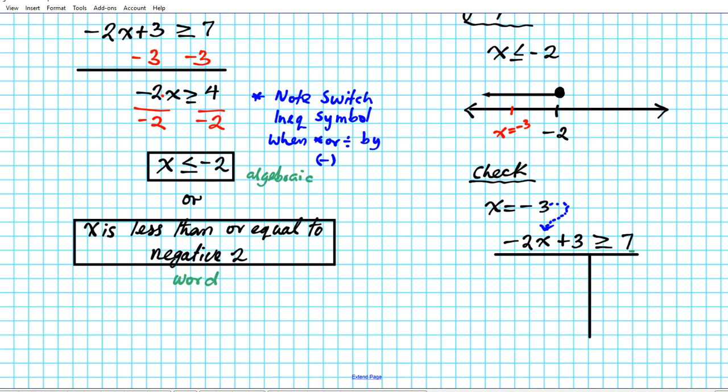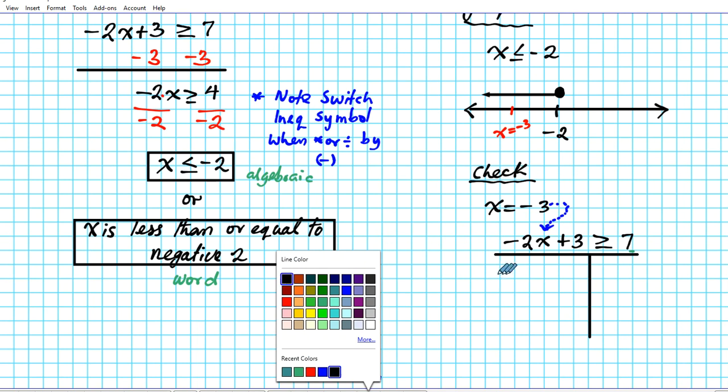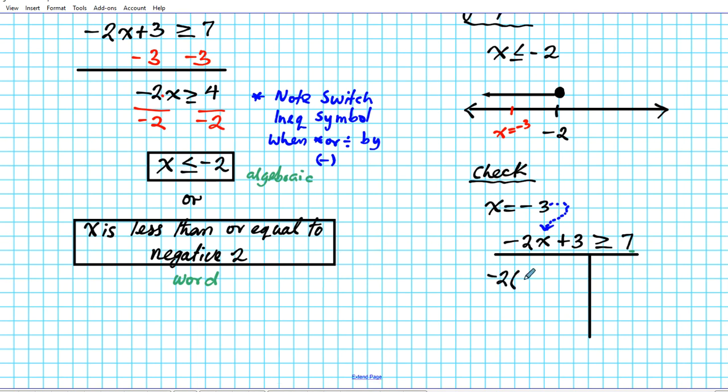If we do that, we're going to have -2 times -3 plus 3. The question is: is this result that we're getting greater than or equal to 7? Since we are unsure, we will indicate our level of uncertainty using the question mark symbol. Okay? Alright, let's simplify this. -2 times -3. Anytime you multiply the same signs, you always end up with positive. So -2 times -3 is positive 6 plus 3.